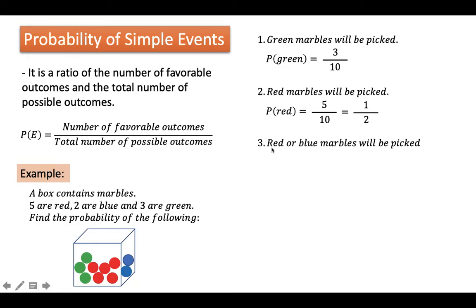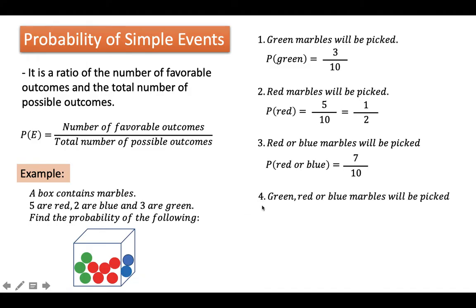And the probability that red or blue marbles will be picked, so our event here is red or blue, we just simply add them. So 5 plus 2, that is 7, and that will be our numerator. Then the denominator is the total number of marbles in the box, or the total number of possible outcomes. So the probability here is 7/10.